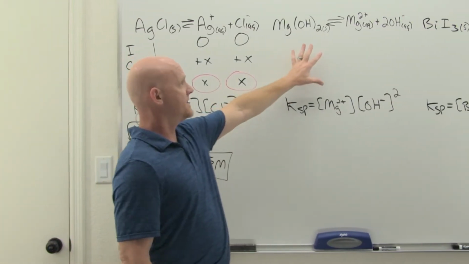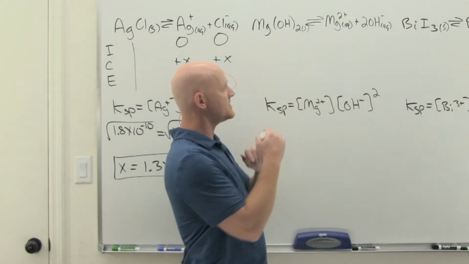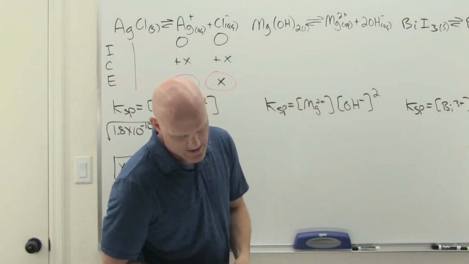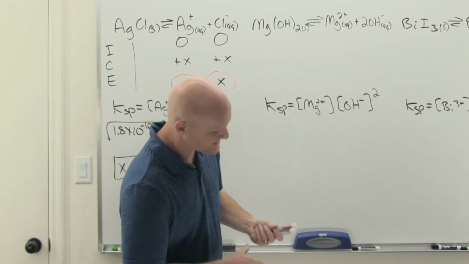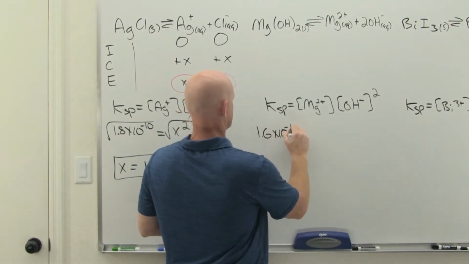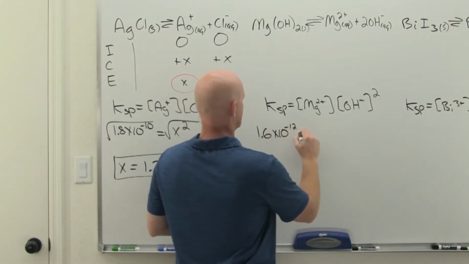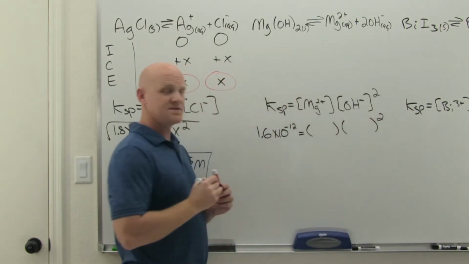Let's move on to the next one here. So for magnesium hydroxide, the question is, what is the molar solubility of magnesium hydroxide? And once again, you're given a Ksp of 1.6 times 10 to the negative 12. So there's your Ksp. And in this case, it's going to equal the magnesium concentration times the hydroxide concentration squared.